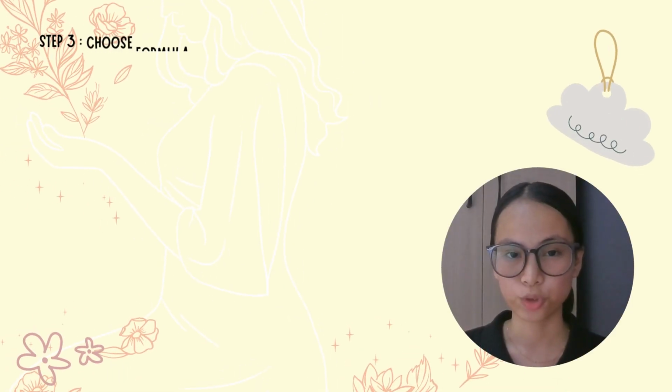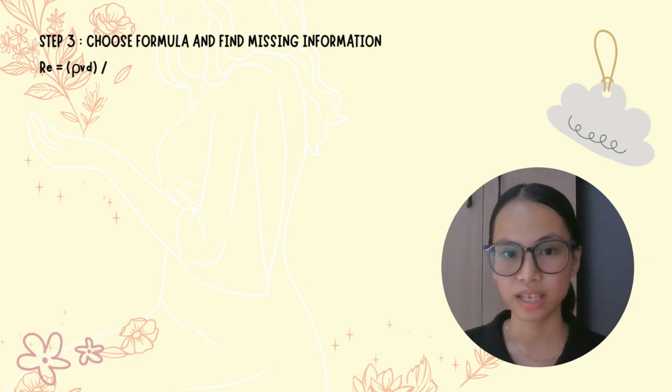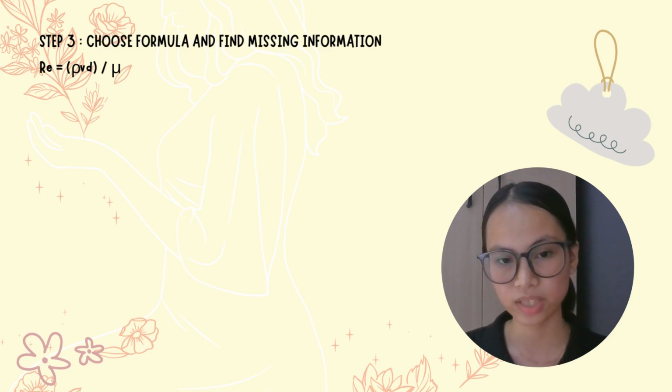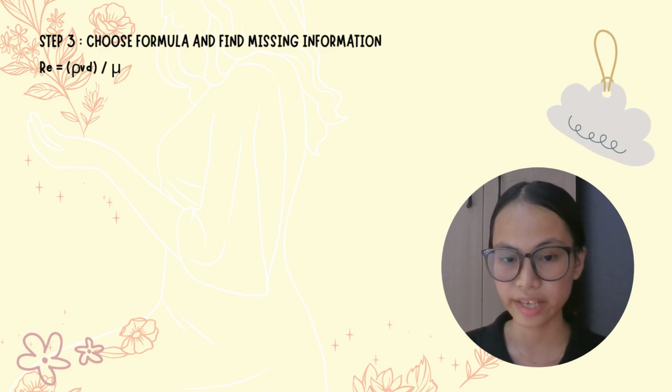The third step is to choose a formula and find the missing information. According to the question, we decided to use the Reynolds number equals density times velocity and diameter divided by dynamic viscosity. Looking through the formula, we already have the value of density, diameter, and dynamic viscosity, which means we need to find the value of velocity. Since we were given the value of discharge, we can find the velocity using the formula discharge equals area times velocity.